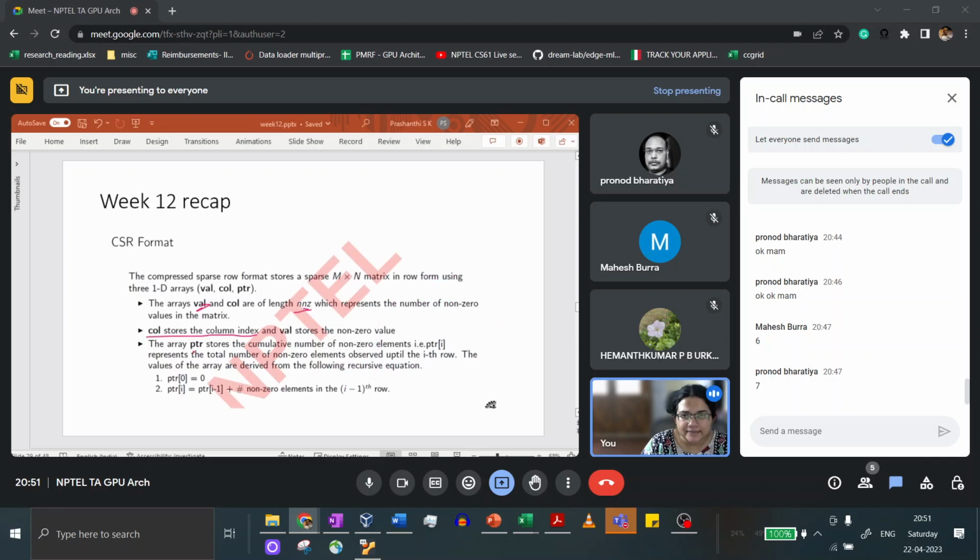PTR says it stores the cumulative number of non-zero elements. PTR of I represents the total number of non-zero elements observed until the ith row. So PTR of 0 by definition is 0. PTR of I would be PTR of I minus 1 plus non-zero elements observed in this particular row.